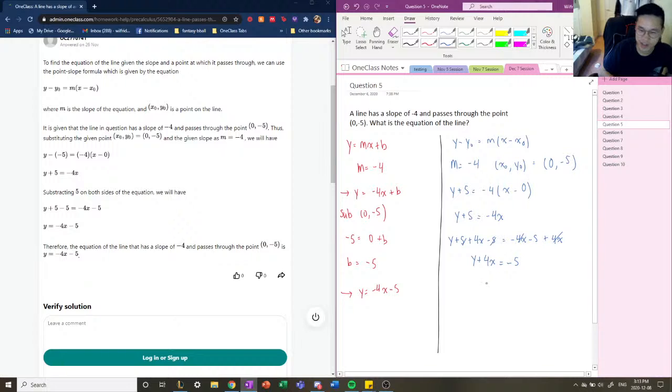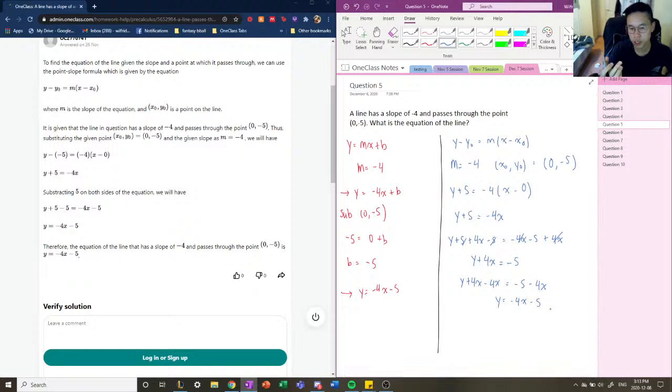I need to move it back. Why did I do that? So if I just reverse this, it'll just be here. I'll move it back. y + 4x - 4x = -5 - 4x, which equals y = -4x - 5. So we can see from these two solutions that we have the same solution.